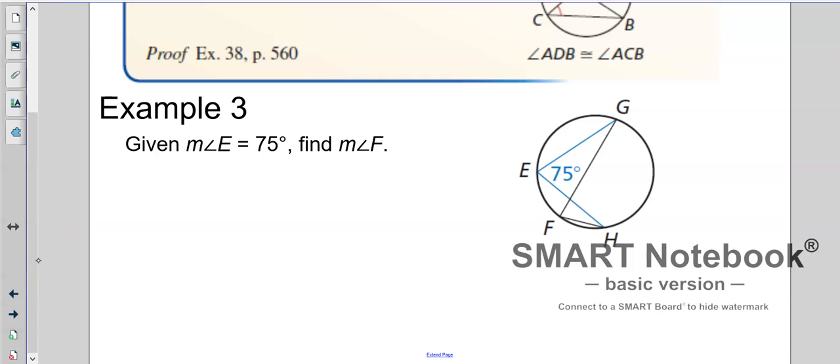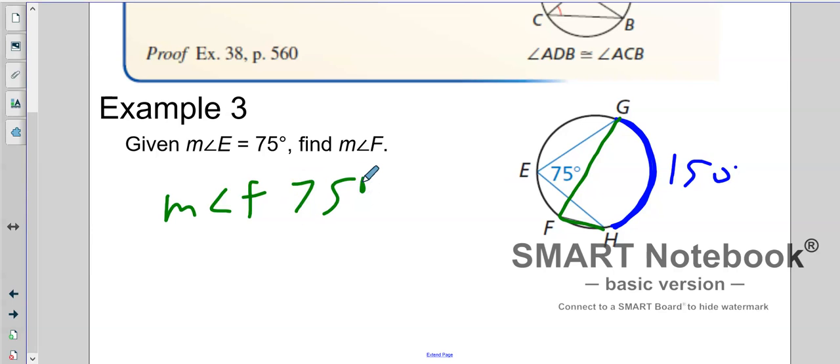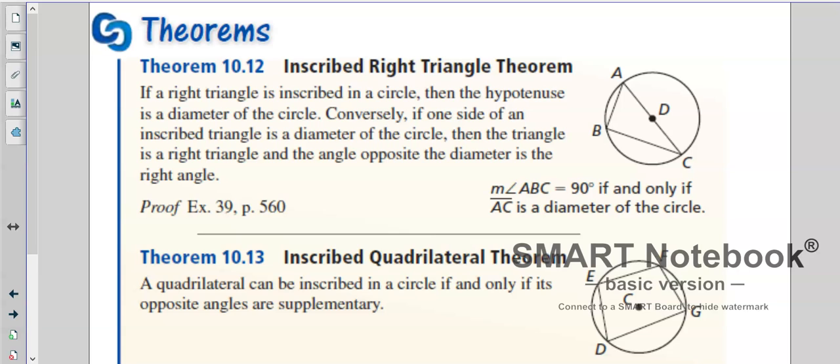So given that the measure of angle E is 75, find the measure of angle F. Well, 75 is that right there. That's the arc. So that means this is 150, first off. Now, we're trying to find the measure of angle F. Well, look at F. F is formed by GFH, which also intercepts the same arc, which means the measure of angle F is also 75 degrees. Same thing we just did twice.